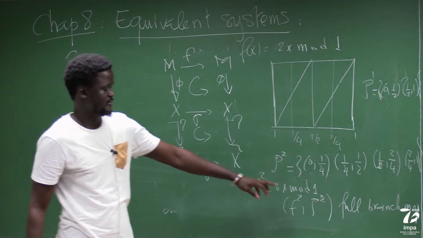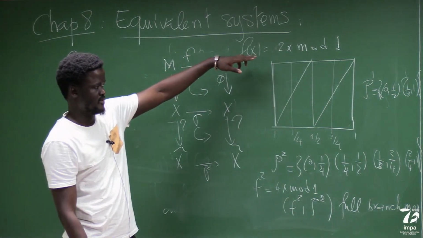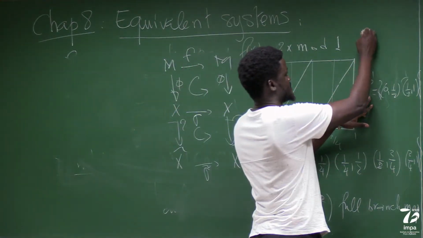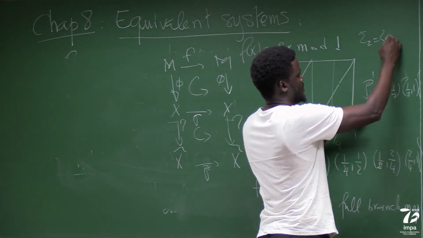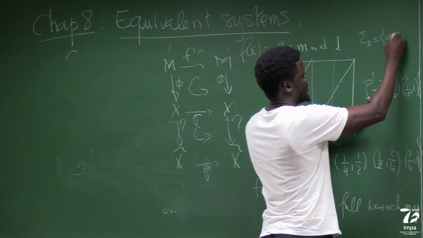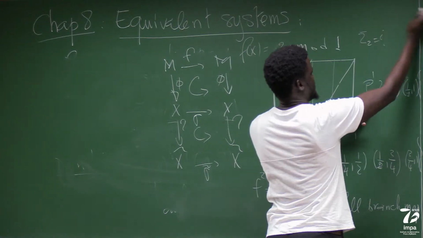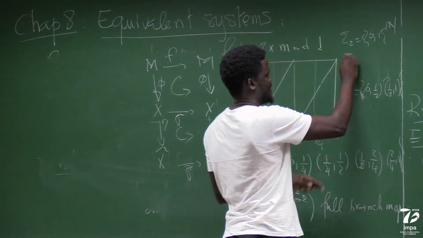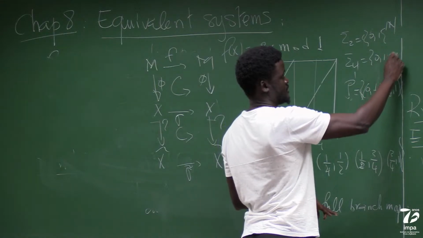Now both give rise to two different symbolic dynamics. For this one you will have a symbolic dynamics which is a sequence of 0 and 1, so these are a_0, a_1, and so on. Sorry, I should write {0,1} to the power n. And for this guy you will have sigma_4, which is {0,1,2,3} to the power n.